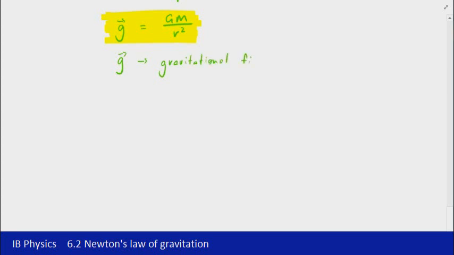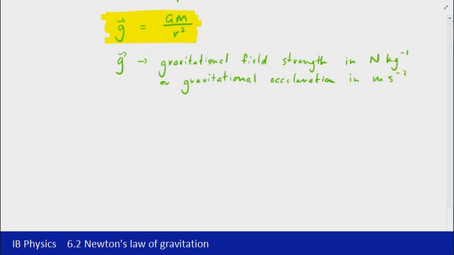And you'll also recall that we can use a different term. We'll just mention the units here. The units of gravitational field strength would be newtons per kilogram, or it could be considered to be gravitational acceleration, and the units there would be meters per second squared. So either of those two units for the g.